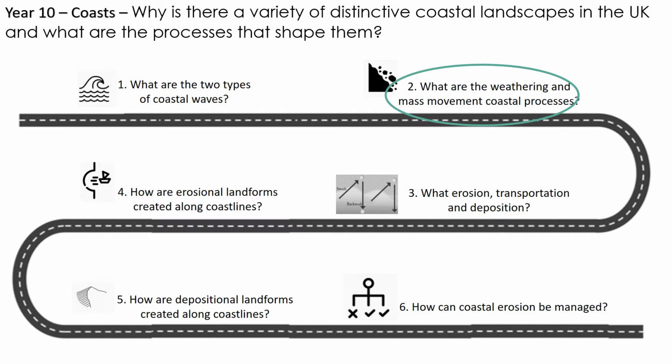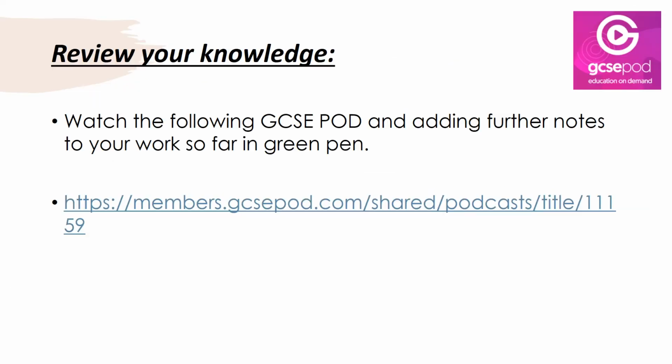So, today we're looking at weathering and mass movement, 2 of the core coastal processes. This will help us be able to explain how coastal landforms are created along the coastline, which we'll look at in more detail in lessons 4 and 5. Please can you watch the GCSE pod, just to refresh and review your knowledge from last lesson looking at waves.